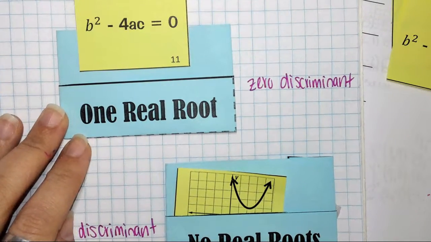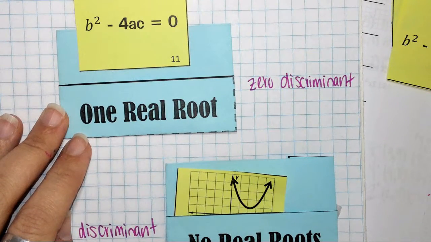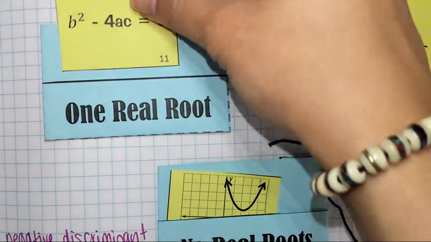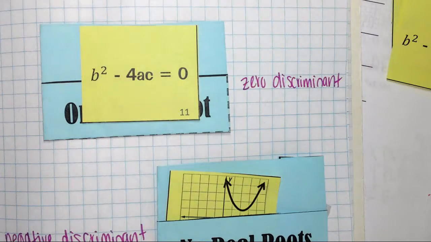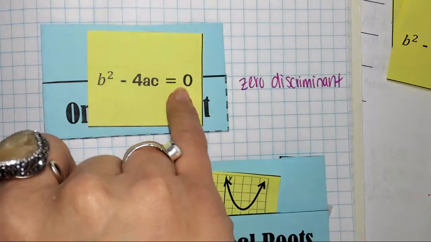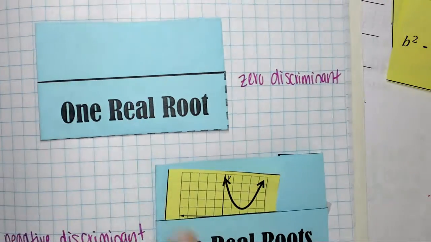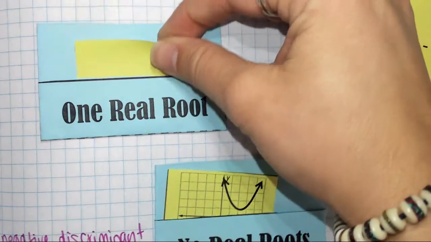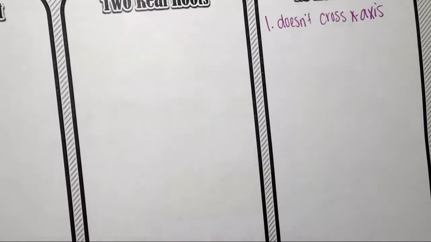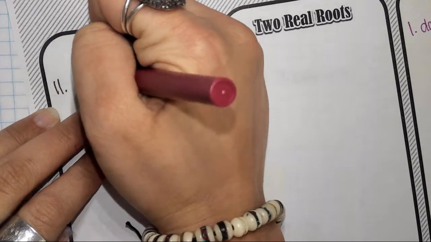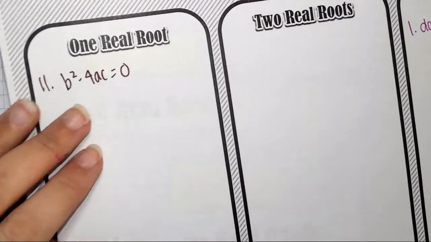Alright, everybody look at number 11, or look at the board if you're not done cutting. Look at the board. It says b squared minus 4ac equals 0. So that means our discriminant equals what? 0. So which one of these has 0 discriminant? 2, 1, or none? 1. Okay, so it's going to go in the 1 pocket. And then over here, we're going to write it in the 1. That's number 11. B squared minus 4ac equals 0.